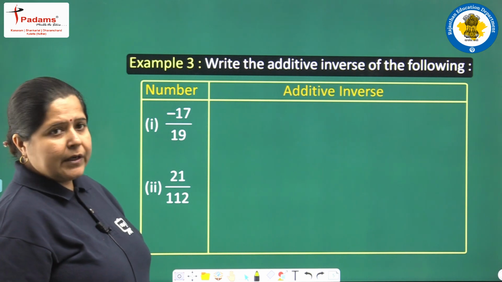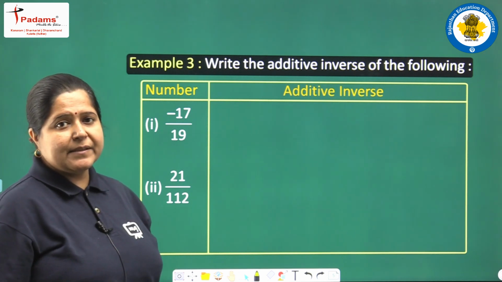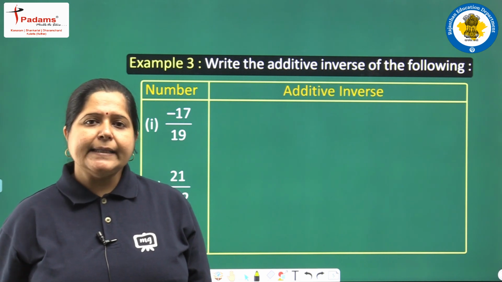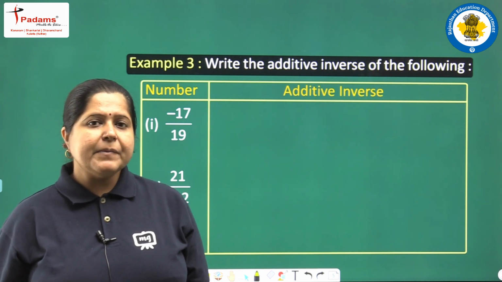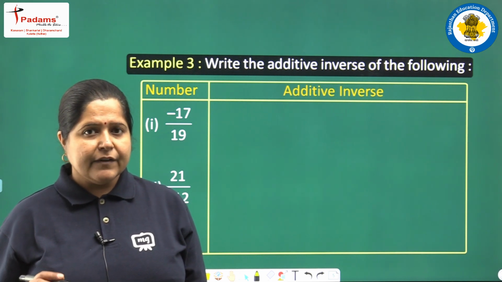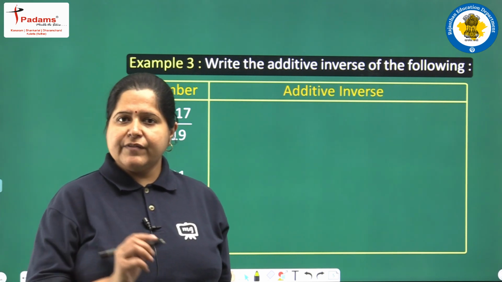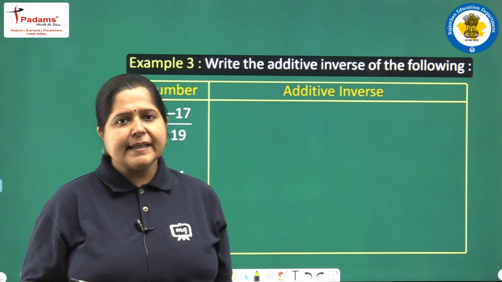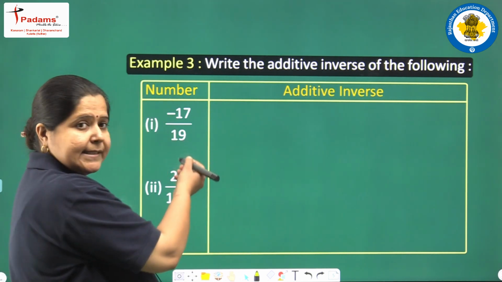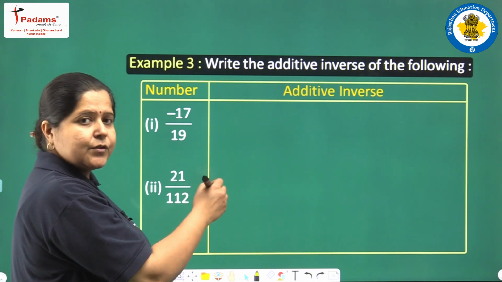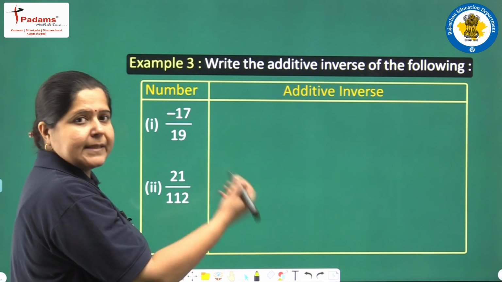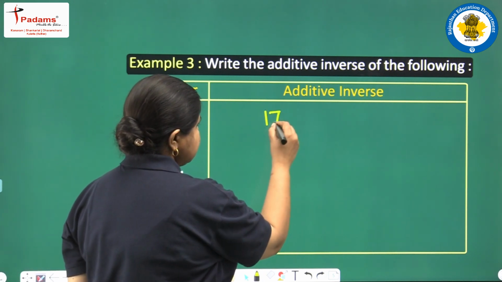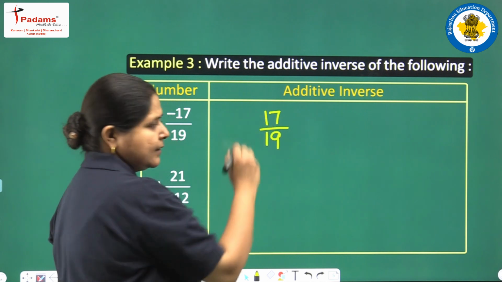Write the additive inverse of the following. This is very simple. We had discussed it in our previous class also. To write the additive inverse, we simply need to change the sign. If it is plus A, then the inverse will be minus A. If it is minus A, then the inverse will be plus A. Here minus 17 by 19 is the question. So, the additive inverse will be plus 17 by 19, or simply you can write 17 upon 19.